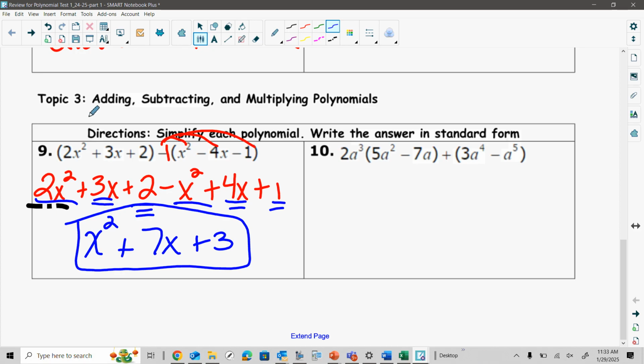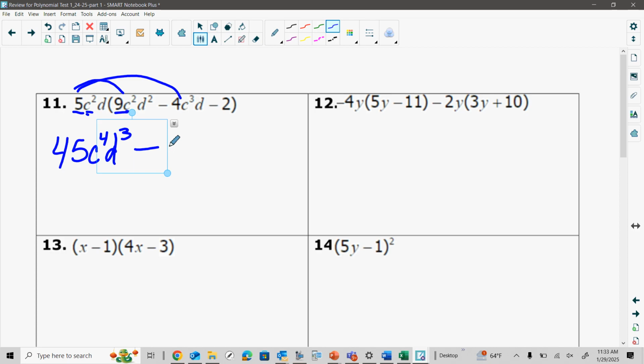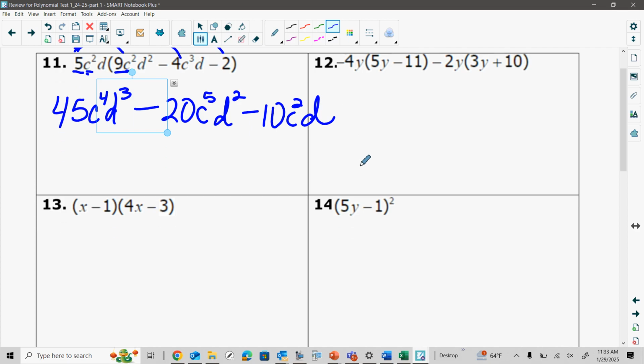So what I would like to go to here on number 11, we're just distributing, and you got to remember to add your exponents. You multiply the numbers, so that's 45, but the exponents, that's c, 2 plus 2 is 4, d plus 2 more d's is now d to the third, minus, distribute, hippity hoppity distribute property, this is 20 c to the 5th power d to the 2nd power, and then this will be minus 10 c squared d. Okay, so these, I think you know, you've done these before.